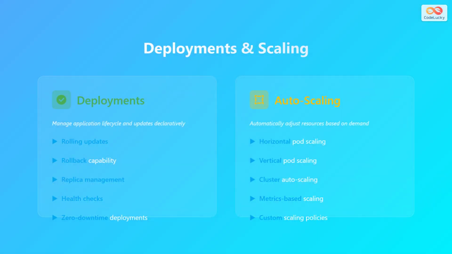Let's take a look at deployments and scaling in Kubernetes. Deployments manage the application lifecycle and updates declaratively. Features include rolling updates, rollback capability, replica management, health checks, and zero downtime deployments. Auto-scaling automatically adjusts resources based on demand. Features include horizontal pod scaling, vertical pod scaling, cluster auto-scaling, metrics-based scaling, and custom scaling policies.